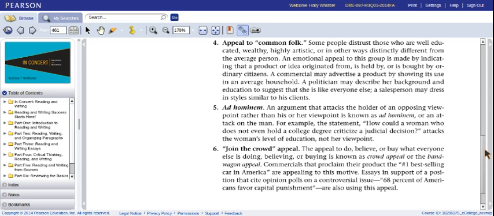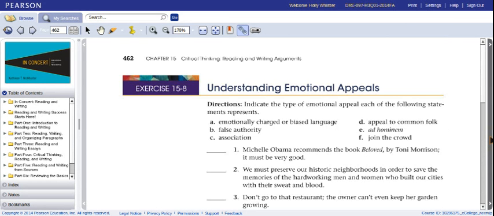Another argument is called ad hominem. That basically means you're attacking the person. And you're attacking maybe their morals, their values, their personal traits. There's another one called bandwagon or join the crowd, which is everyone else is doing it, so you should too. So those are some common emotional appeals that you need to watch out for as you read arguments.